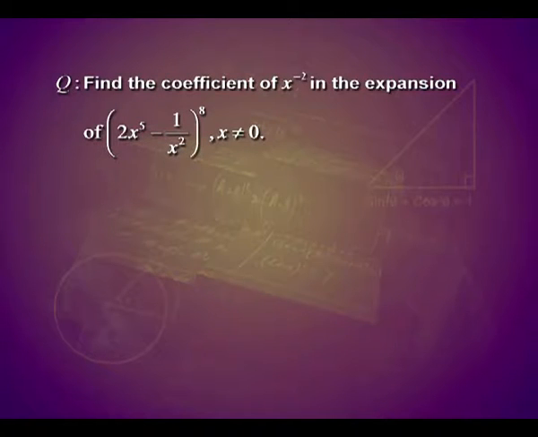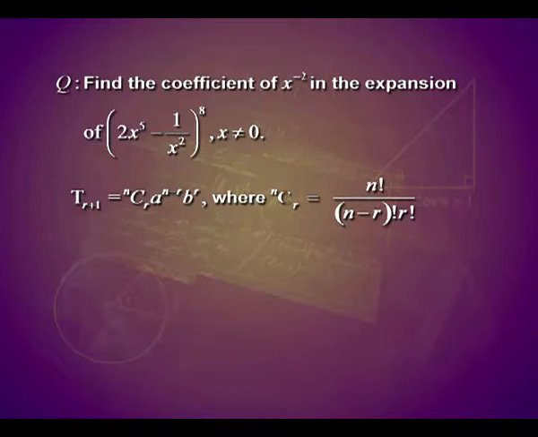Find the coefficient of x to the power minus 2 in the expansion of 2x to the power 5 minus 1 by x squared whole to the power 8. X is not 0, so that the expression is defined. So, here we are not talking about find the fourth term or the middle term, but find the coefficient. Coefficient would be the numerical number which you will end up with as a multiple of x to the power minus 2 in this expansion. So, definitely we are not going to expand this entire expansion and then identify, we are again going to make use of the general term.